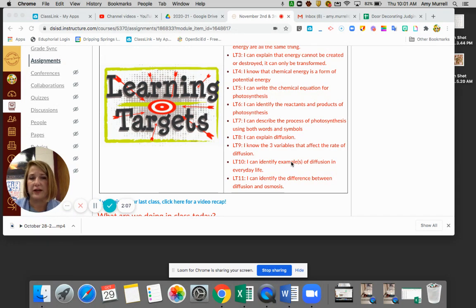Diffusion also occurs in the digestive system, where nutrients diffuse across the intestinal membrane out into the bloodstream to be carried to cells where they are needed. And then we asked you to learn the difference between diffusion and osmosis. The difference is diffusion requires a membrane, osmosis doesn't, and osmosis is the movement of particles, but specifically water particles. So osmosis is the diffusion of water. So those are your learning targets.